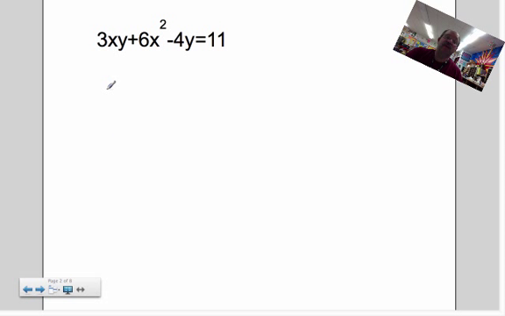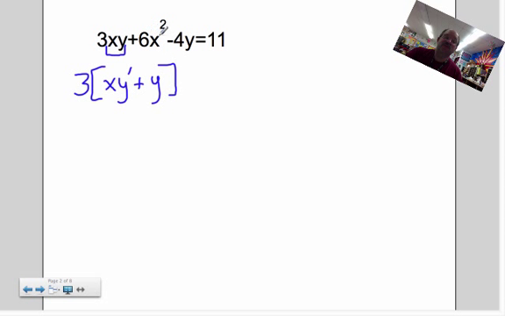So we look at this one: 3xy plus 6x squared minus 4y equals 11. We want to know how that thing's changing. We want to know the instantaneous rate of change. So we've got to take the derivative of 3xy. Now, xy means x times y, which means we have to use the product rule. So for the product rule, we do the first, x, times the derivative of the second, plus the second, y, times the derivative of the first. And the derivative of x is 1, so I'm not going to bother to write that.